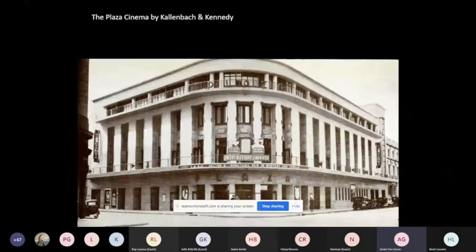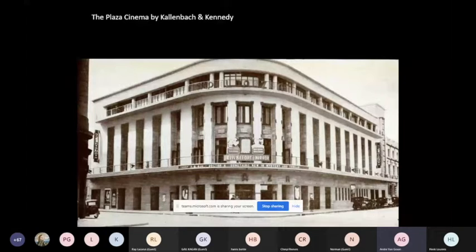And so these presented a whole new kind of architecture, and the possibilities of developing a new architecture. So this is the Plaza Cinema in Cape Town. The building is still incidentally there. It's been extended upwards. Of course, it doesn't have a cinema anymore. But here's one of the first.